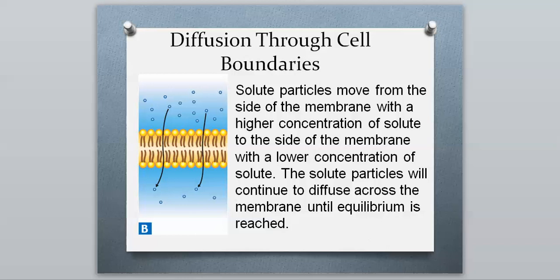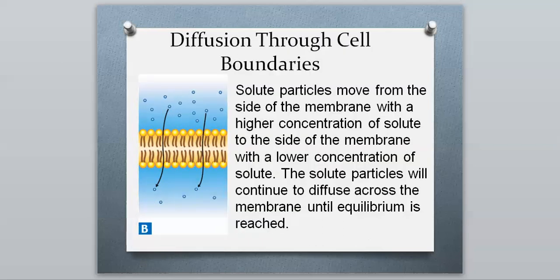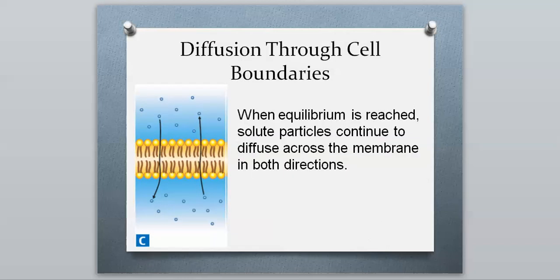So as you can see, they're only going one way. And then our next step, there it is. Okay, and then when equilibrium is reached, solute particles continue to diffuse across the membrane in both directions. So you can see the arrows here are pointing in both directions, whereas before it was only pointing in one direction. We can go back up. Okay, so see, arrows only pointing this way, and now we have going both ways.